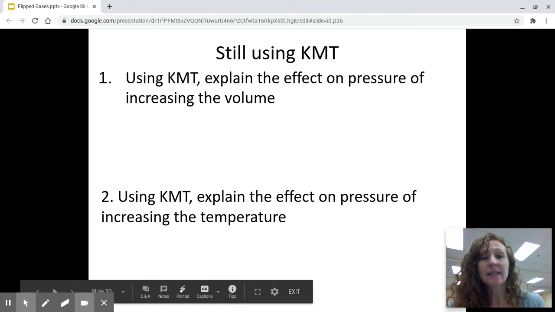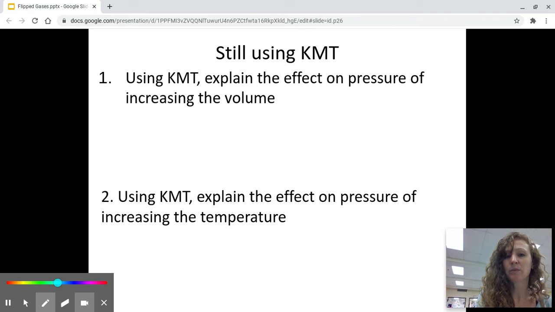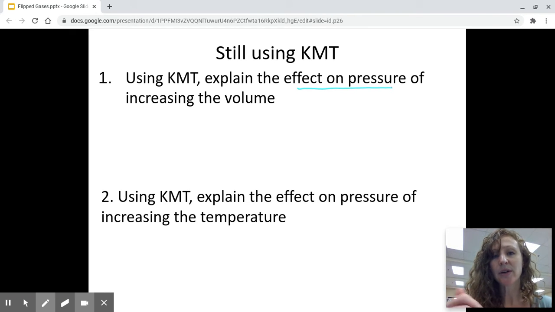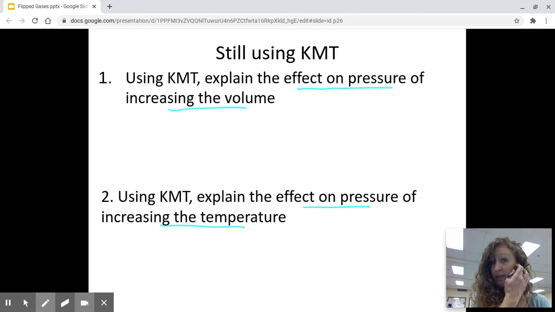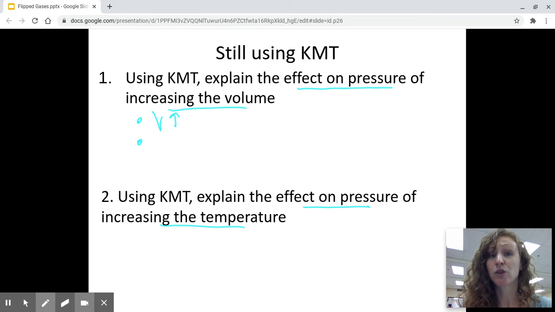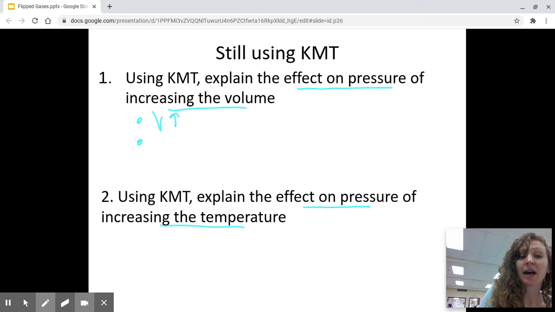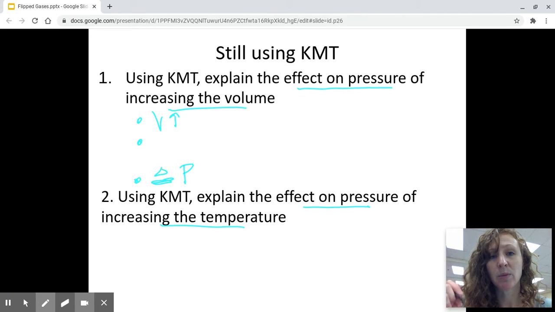All right, so using the kinetic molecular theory, we should be able to explain a couple things. We're going to keep it consistent here, and we're going to explain the effect on pressure. So how does pressure change when volume is increased? How does pressure change when temperature is increased? Now would be a good time to pause the video and see if you can bullet point this out. Like bullet point 1 would be volume increases, and then bullet point 2 is what do the molecules do because you increase volume, and how does that lead you to how the pressure changes? Pause the video here, see if you can bullet point that out, and then we'll come back together.